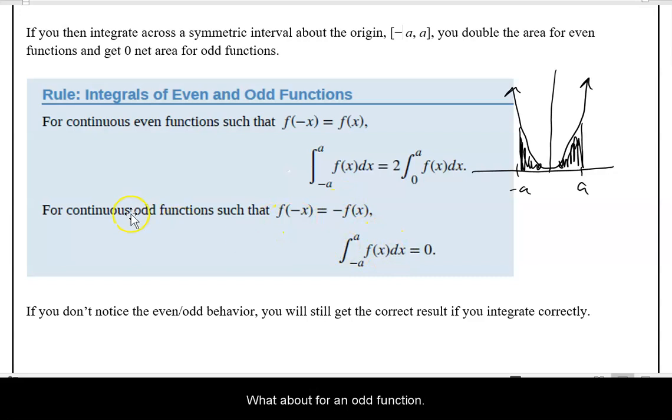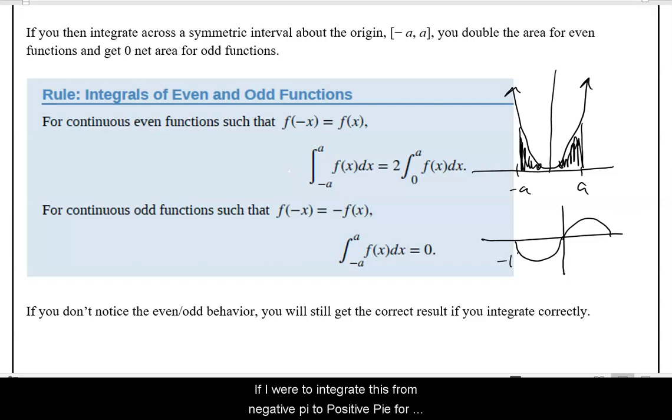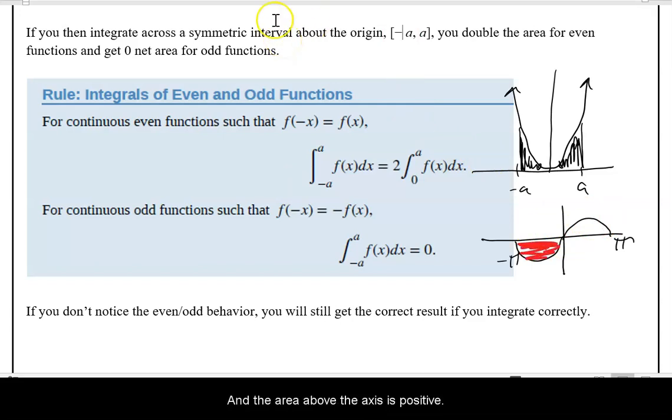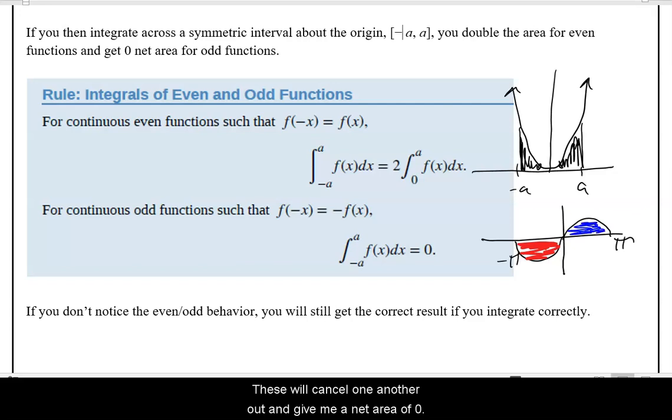What about for an odd function? The sine function is an odd function. Let's take a look at what sine looks like. If I were to integrate this from negative pi to positive pi for sine, you can see that I have as much area below as I have above. However, because the area below is negative and the area above the axis is positive, these will cancel one another out and give me a net area of 0. This means that when I integrate from negative a to a, I simply get 0.